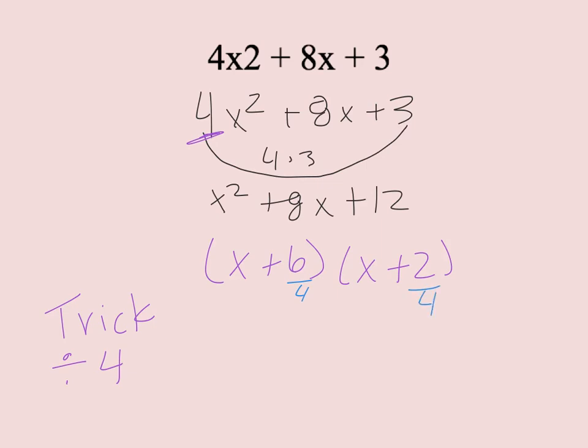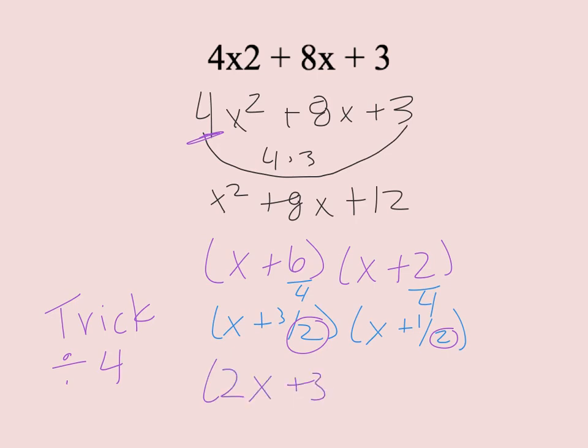Now here's the thing, very important when you're doing the trick method, if you have a fraction you have to simplify it. So this first fraction would be 3 divided by 2, and my second fraction would be 1 over 2. In both cases, the 2 does not completely go away. So I'd rewrite this as 2x plus 3, and I have 2x plus 1. And I would say, tricky.